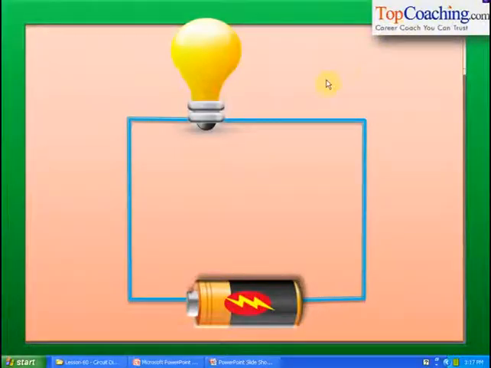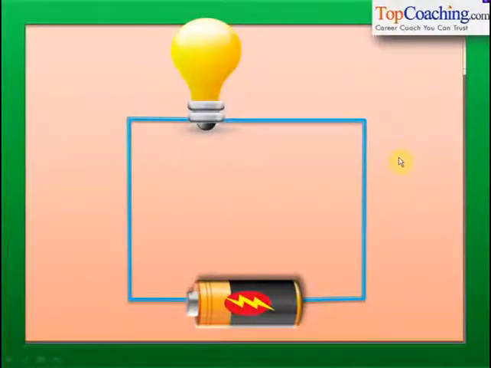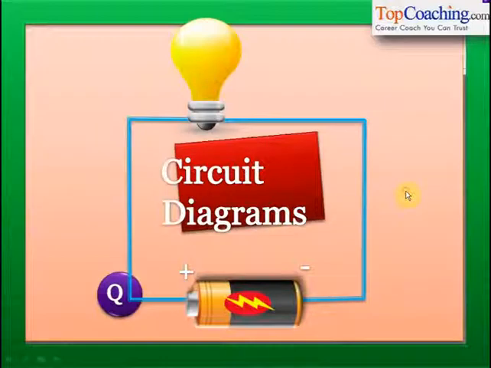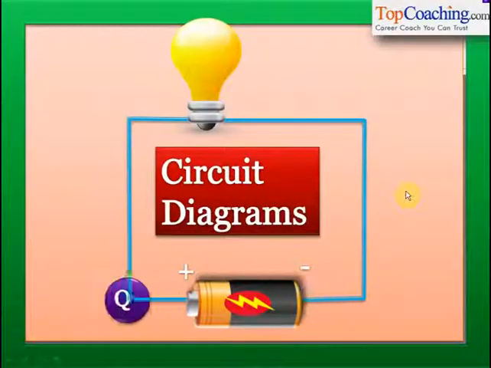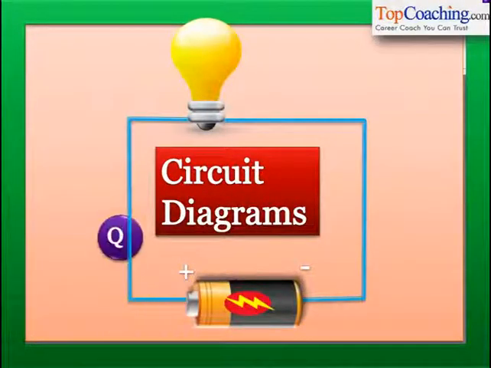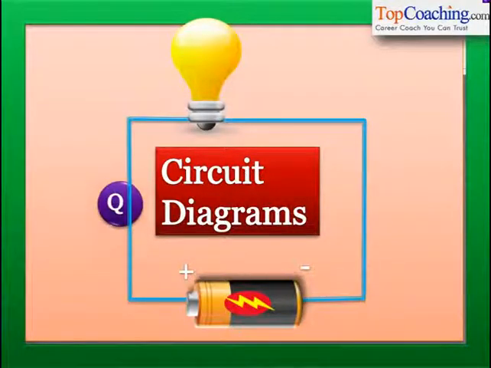Hi students. Until now, in the previous lessons, we've studied about electric current, we've studied about what causes electric current, electric potential. In this chapter, we will learn in detail about circuits. We will learn about circuit diagrams. We will understand the different symbols used to represent the different circuit elements on paper. Let's learn about circuits in this chapter.